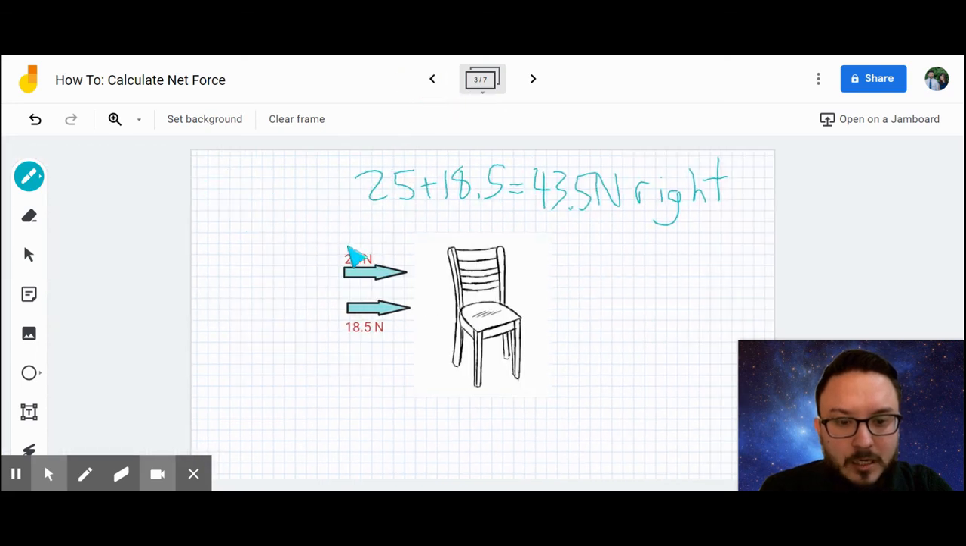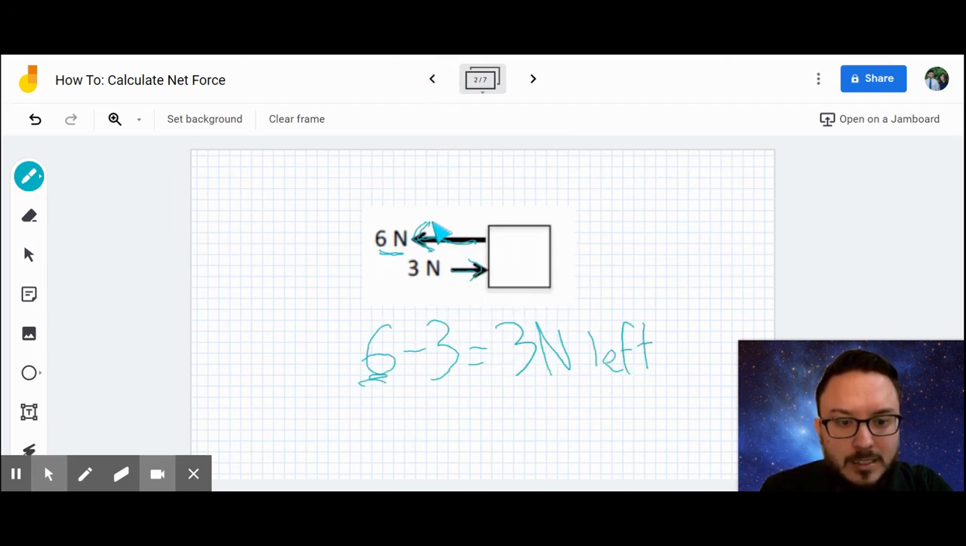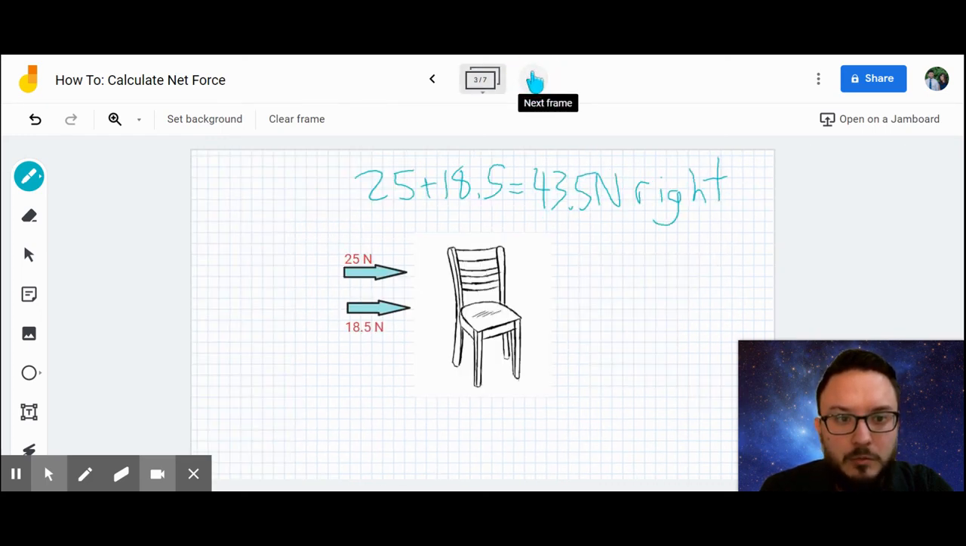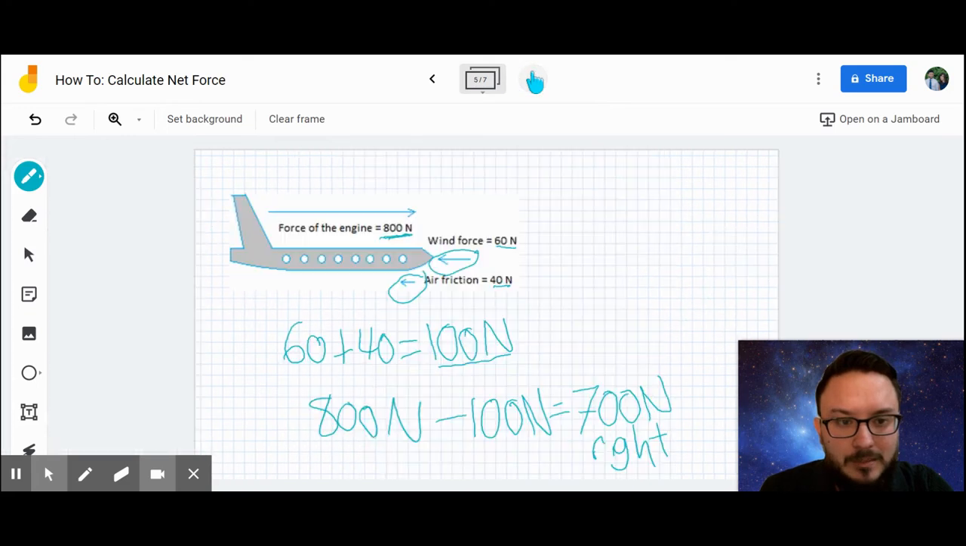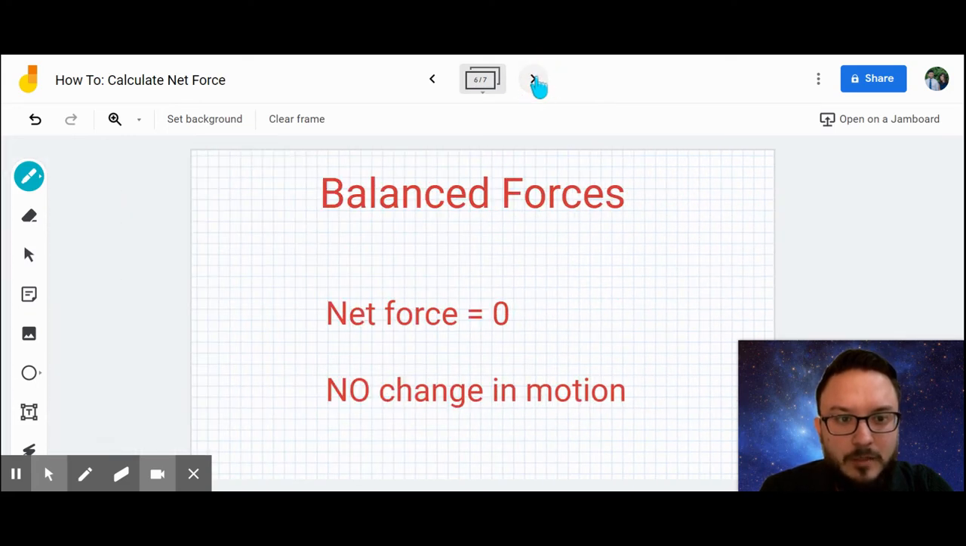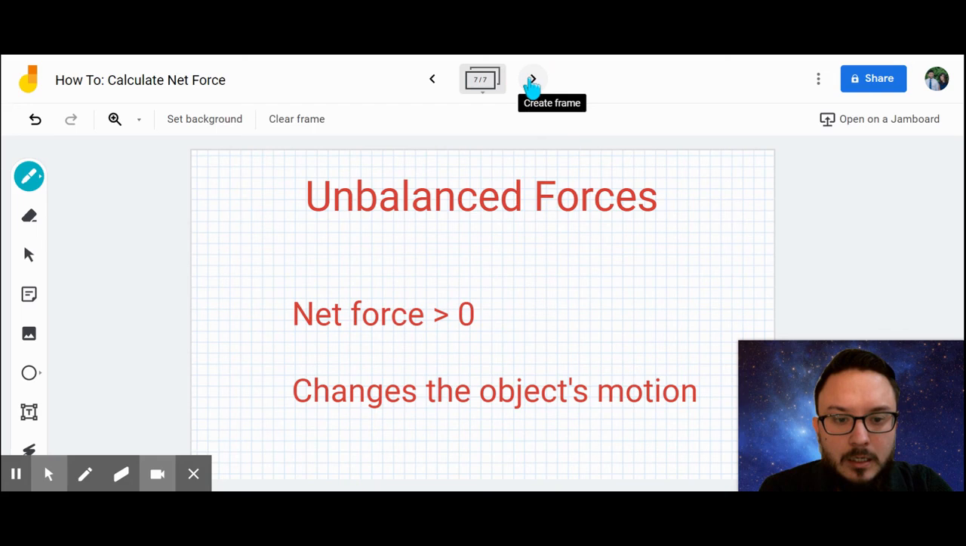In the case of the chair, our two forces are working together, and so the chair moves to the right. And in the case of our box, there's two forces working against each other, but overall, this 6 newton force is stronger, and so the box is going to move towards the left. So when you're looking for examples of balanced forces or unbalanced forces, you want to think, what's happening to that object's motion? If it's not changing, that means the forces are balanced. If the motion of the object is changing, then you have unbalanced forces.